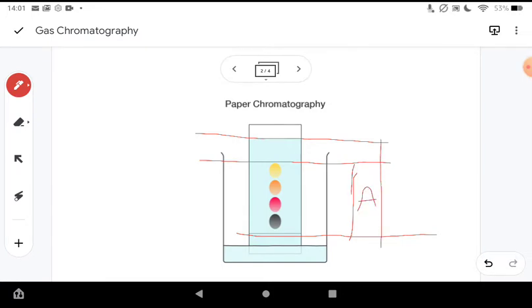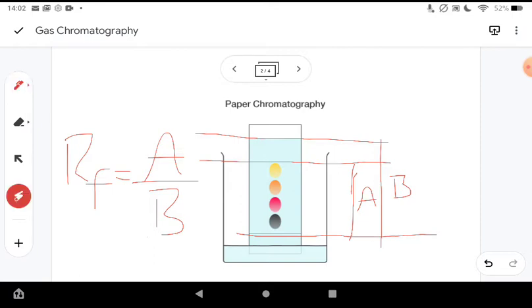So I would take A and distance B. The B is the solvent front, so that's how far the water went up. A is the distance that the yellow dye went up. And to calculate the RF, I simply did A divided by B. And that was called my retardation factor, or RF value. Now, we have got the same concept in gas chromatography, but we need to understand some of the key terms.